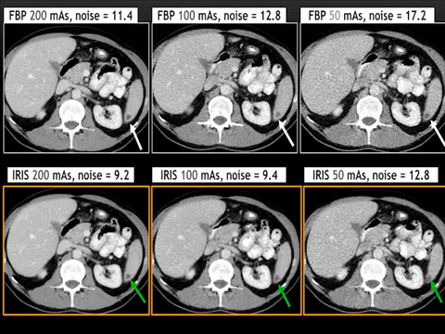Here's an example of IRIS, where the patient was scanned at 200, 100, and 50 mAs. Noise goes up, and you have this low attenuation splenic lesion. A fairly decent-sized lesion, hard to miss. But the message here is, if you recon with IRIS, your noise goes down. So it lowers the image noise.